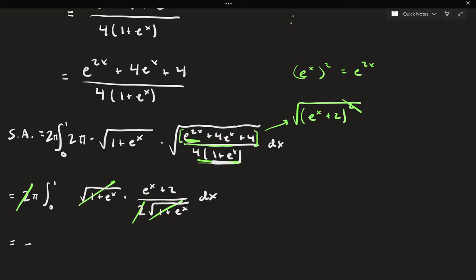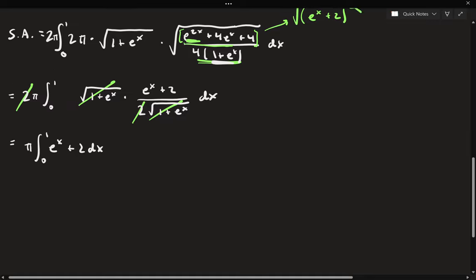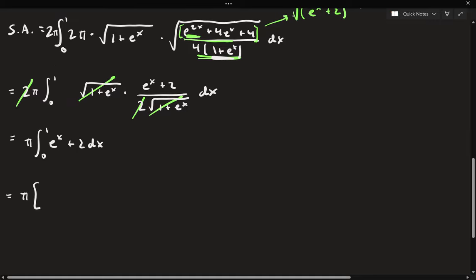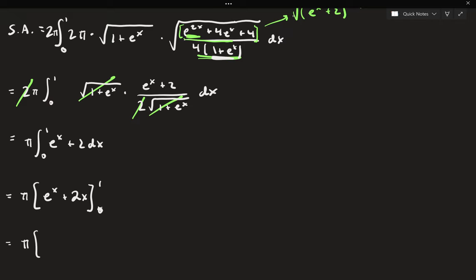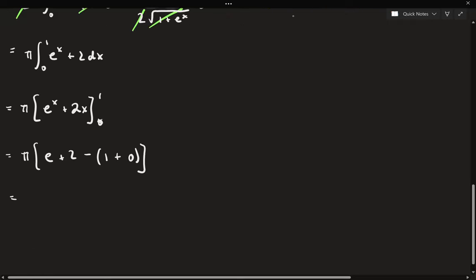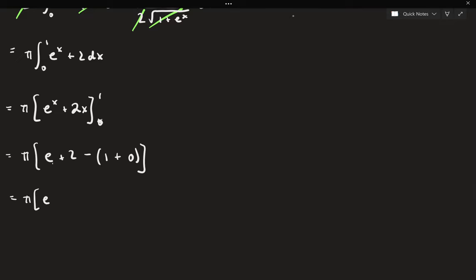What am I left with? I'm left with pi integral 0 to 1 of e to the x plus 2. Now I can just integrate. The antiderivative is e to the x plus 2x, from 0 to 1. And I get e plus 2 minus e to the 0, which is 1, and 2 times 0 is 0. And I get pi times e plus 2 minus 1, which is 1. And that's it. Hope that helped.